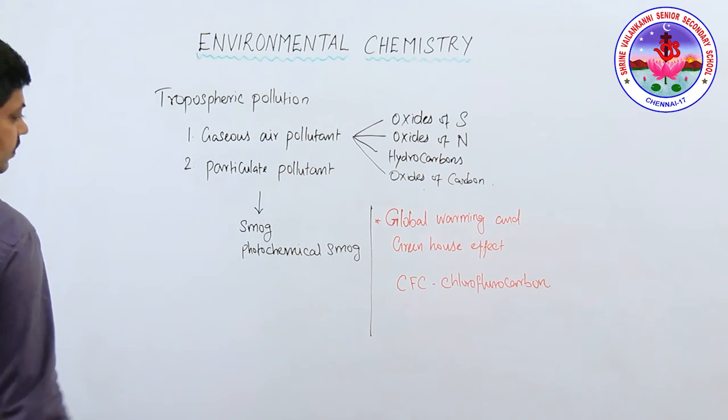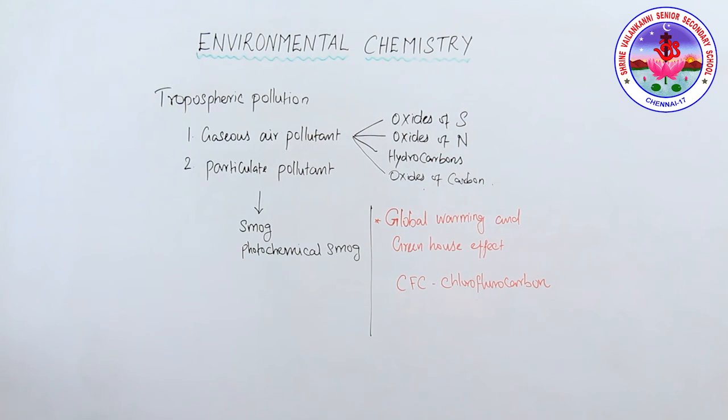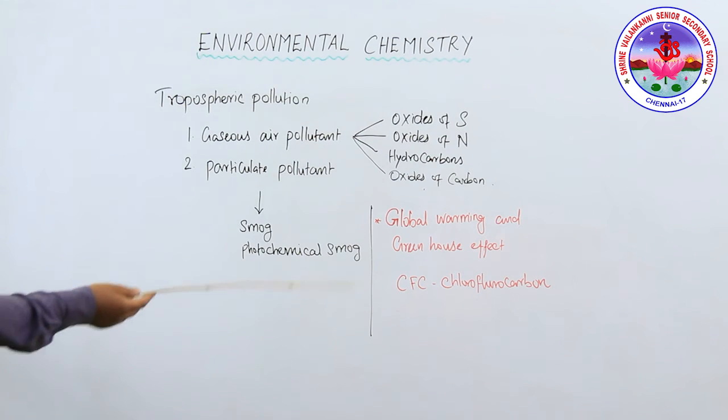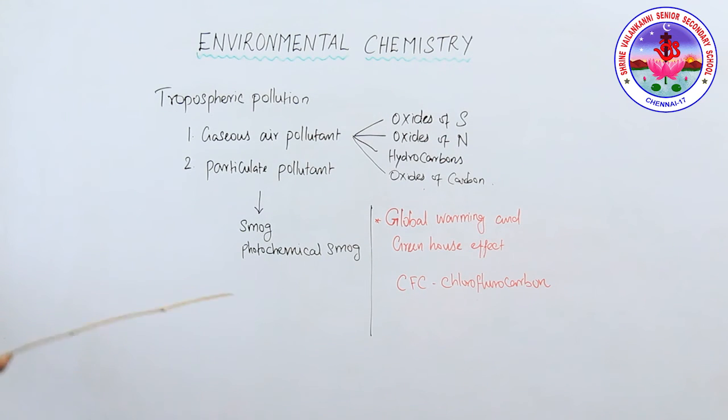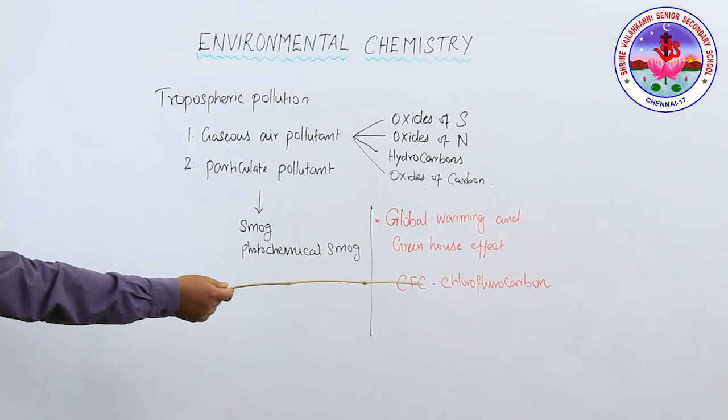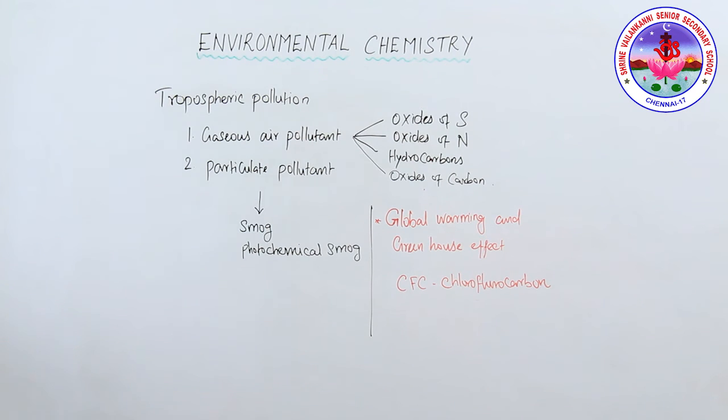Global warming and the greenhouse effect. About 75% of the solar energy reaching the earth is absorbed by the earth's surface, which increases its temperature. The rest of the heat radiates back to the atmosphere. Some of the heat is trapped by gases such as carbon dioxide, methane, ozone, chlorofluorocarbons, simply called CFCs, and water vapor in the atmosphere. Thus the heating of the atmosphere causes global warming.